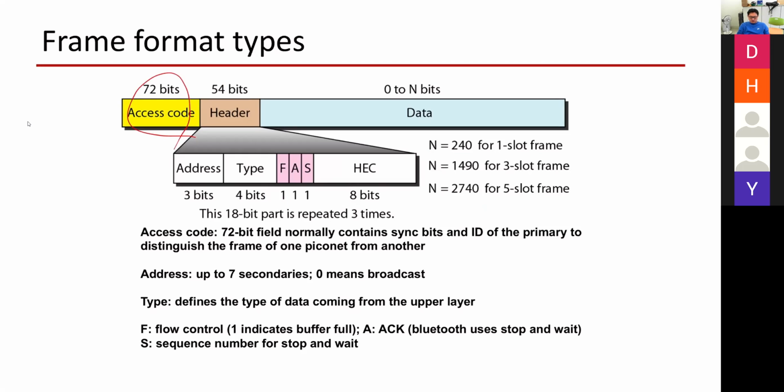The access code is a 72-bit field that normally contains a sync bit and the ID of the primary to distinguish frames of one piconet from another, and addresses up to 7 secondaries, and 0 means broadcasting. Up to 7 is robust communication, but in theory Bluetooth can connect up to 15, though it is not recommended. The type field defines the types of data coming from the upper layer, F is flow control, and S is sequence number. Okay, so this is Bluetooth.